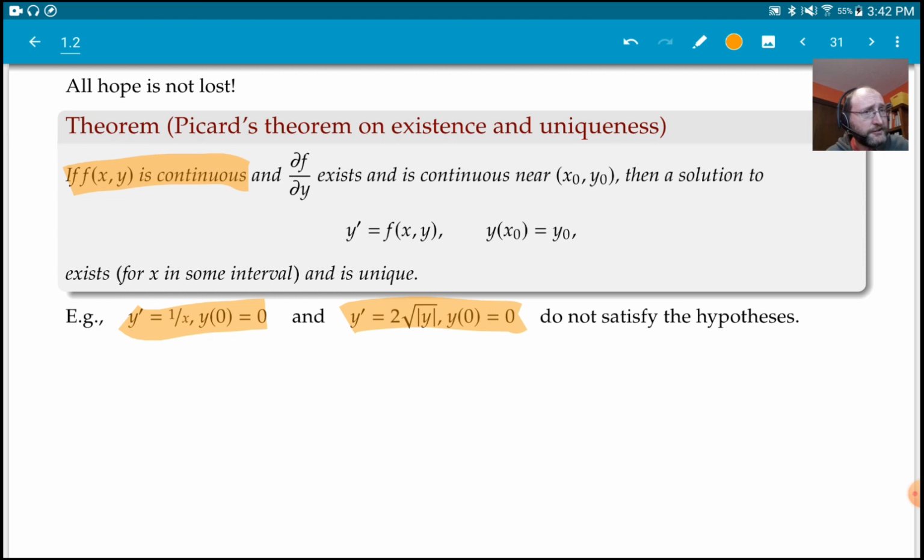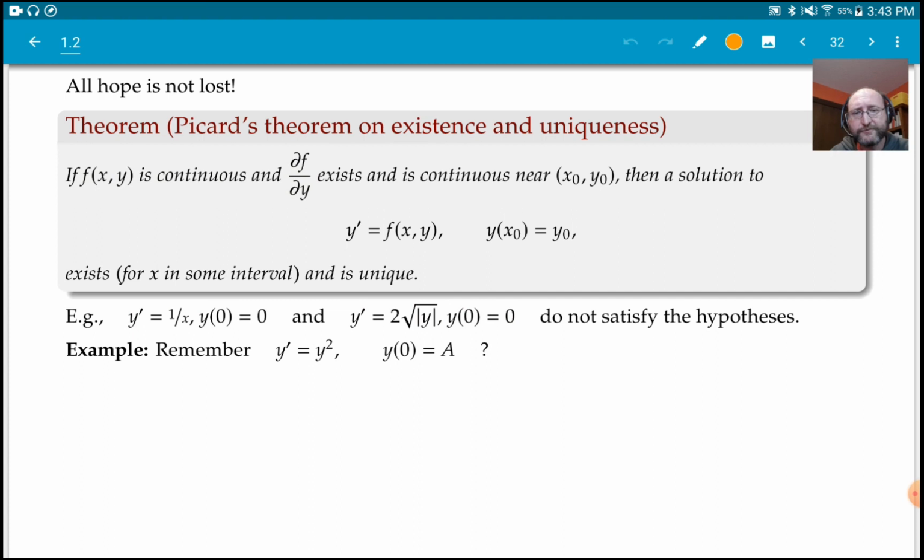On the second one, 2 times the square root of the absolute value of y is a continuous function of y, so a continuous function of x and y. However, if I take the y derivative, I'm going to get 1 over square root of y, essentially. And so that is not continuous. That blows up, and actually the derivative doesn't even exist at y equals 0. And even if you just do it where it exists, it's not continuous. So neither of those examples satisfies that hypothesis.